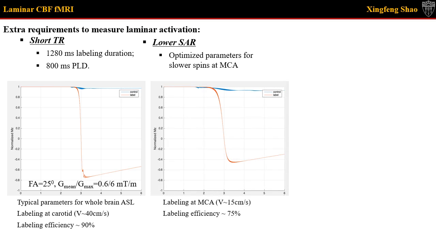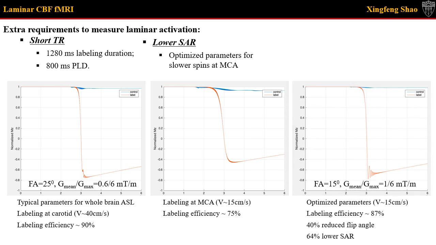However, if we're targeting the MCA above the circle of Willis, the blood flow is actually two-thirds slower, and with the same parameters we can only get a 75% labeling efficiency, not to mention the SAR might be too high. So we optimized the labeling parameters, now targeting the slower spins, so we can achieve 87% labeling efficiency, but with a 40% reduction in the flip angle, which means a 64% reduction in SAR with optimized flip angle and gradients.